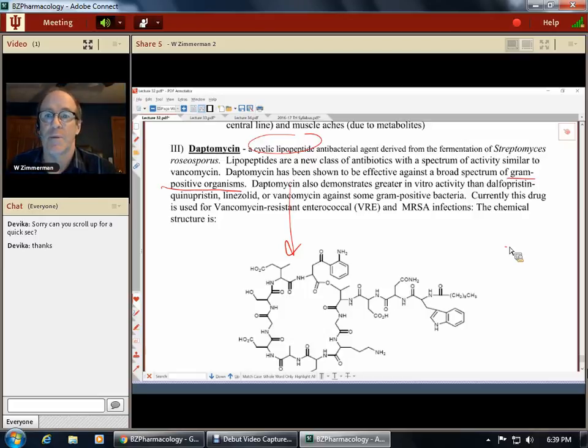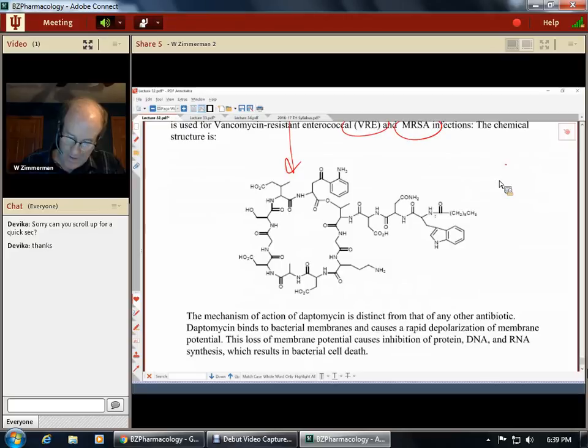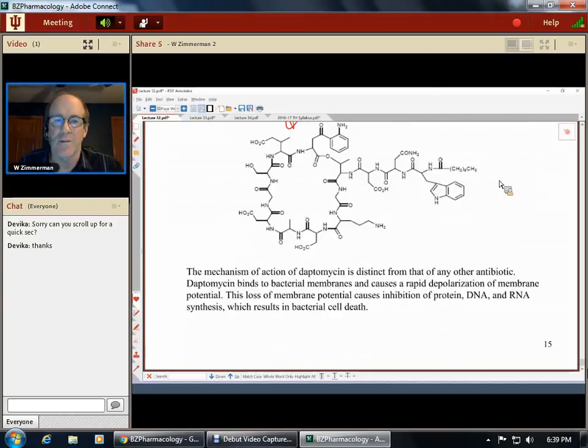It perhaps works better than a lot of the other drugs we've talked about, vanc or linezolid. But currently, we're using this drug for VRE and MRSA infections. So the indications are pretty much what linezolid was, VRE, MRSA. And then there's this crazy mechanism. Daptomycin is distinct from any other antibiotic. It binds to the membrane.